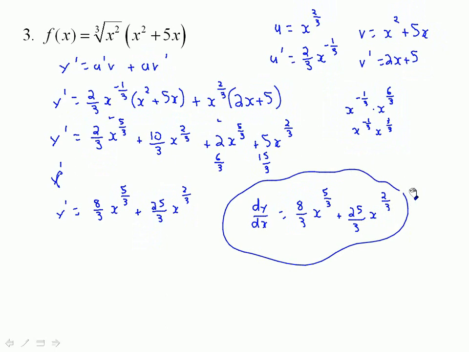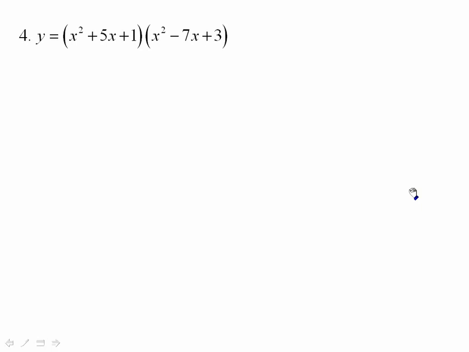I think we can do one more, and as always, pause me at any time if you want to work this one out on your own and compare. I'll go through this, and I'll leave the next ones for another lesson. U is equal to x squared plus 5x plus 1. So u prime is equal to 2x plus 5. And then v is equal to x squared minus 7x plus 3. V prime is equal to 2x minus 7.